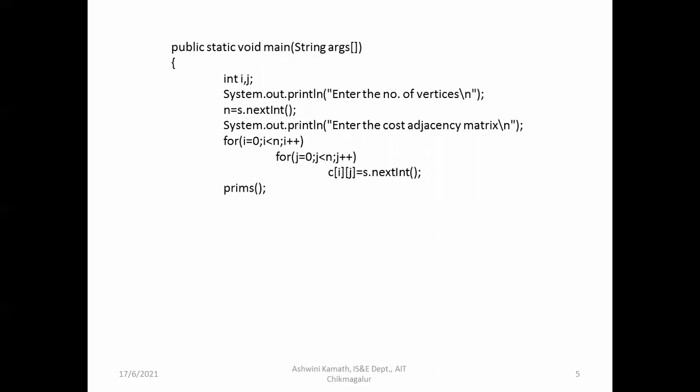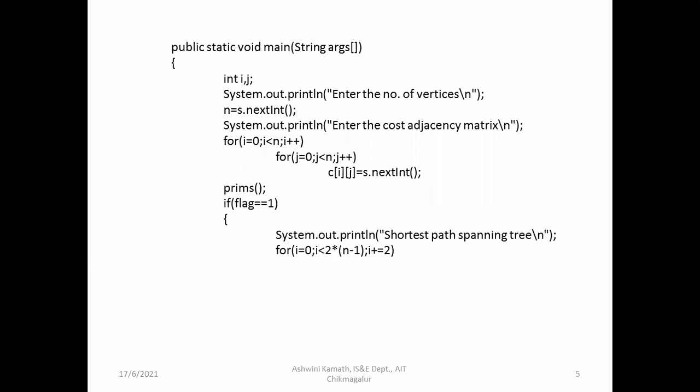Then we are calling the function prims. If flag is equal to 1, I told you, that means a spanning tree exists. System.out.println, minimum cost spanning tree, for i is equal to 0, i less than 2 into n minus 1. It is 2 into n minus 1 because to represent each edge we need 2 vertices. The number of edges is equal to the number of vertices minus 1. The number of vertices is n, so the number of edges is n minus 1.